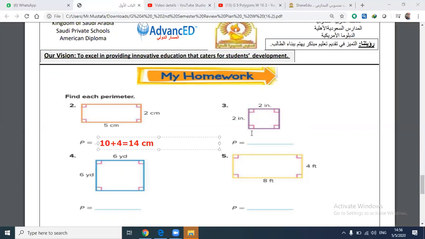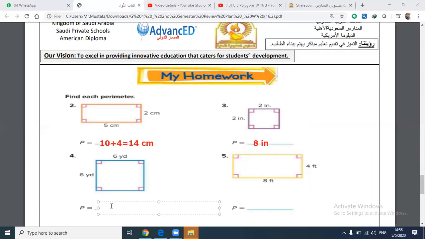Equals perimeter. Okay, here I have a square, right? I can multiply by 4. So the perimeter is 2 times by 4 equals 8. Equal 8. 8 inch. Same unit. Yeah. Yes. Perimeter here. What is the perimeter for this?